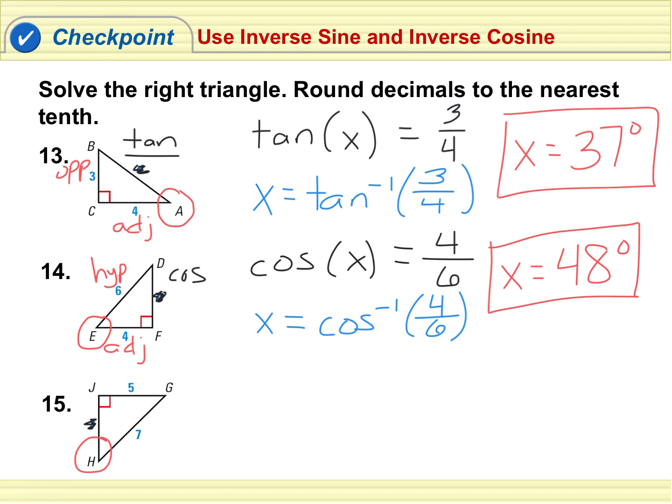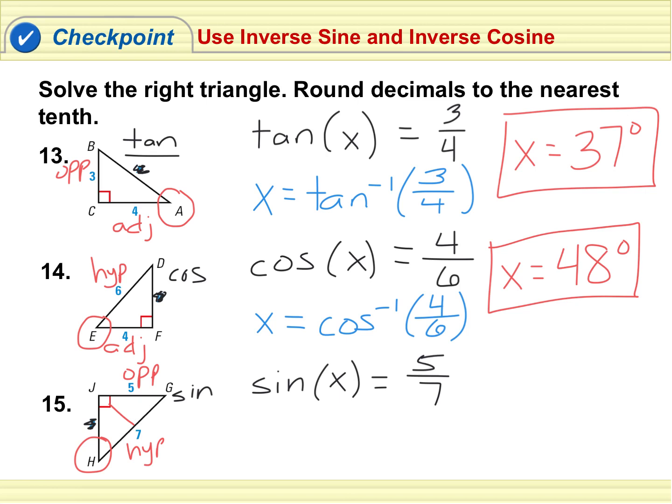All right, last one on 15. Angle H. What is 5 related to angle H? Opposite. What is 7? Good, because it's across from that right angle. That's your hypotenuse. Which trig ratio up here uses opposite and hypotenuse? Sine. Good, so now we write our equation. Sine of x equals opposite over hypotenuse, which is 5 over 7.